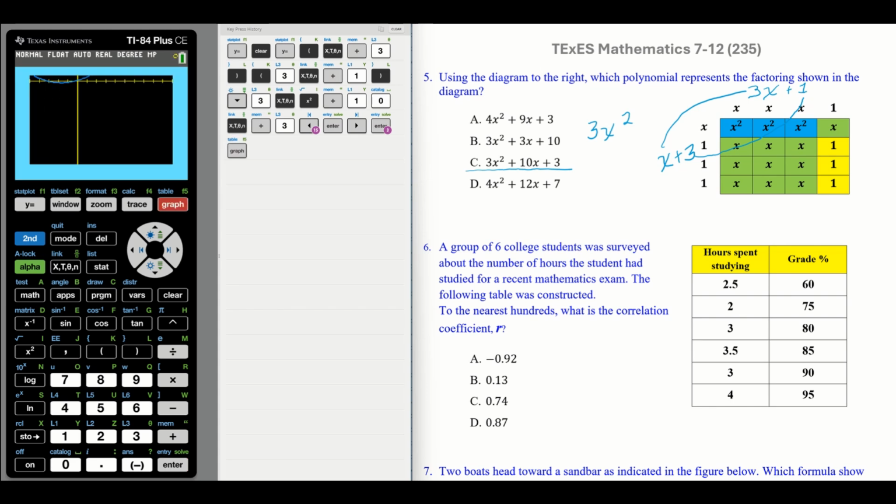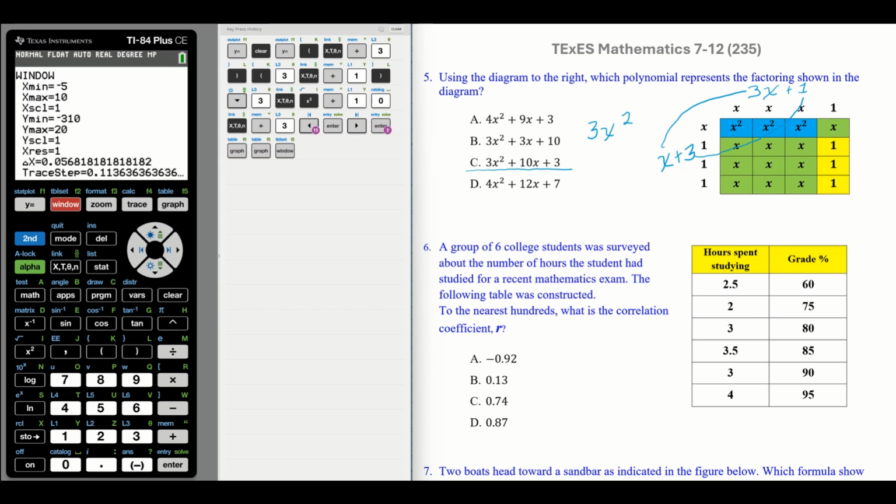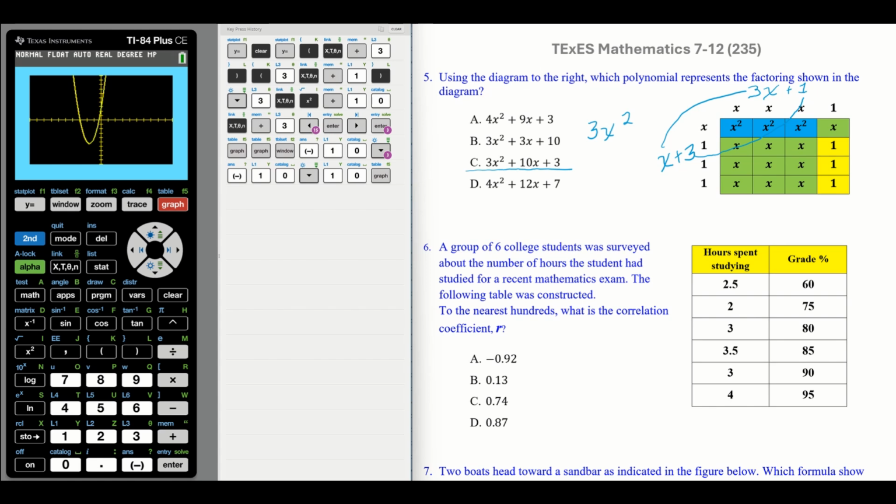Okay, now push graph. Oh, remember we have to change our window. Okay, so let's take our window and put it back to minus 10. And then both, it'll be minus 10, okay? Minus 10 for our minimum and our Y, put it back at 10, which is standard window. And they're the same. Boy, those went quick. But they are the same, so that is the correct option.